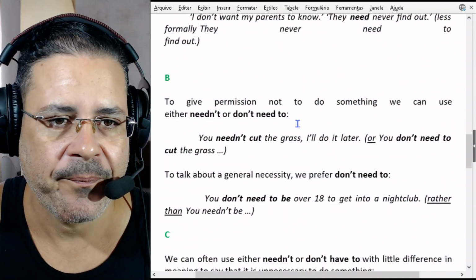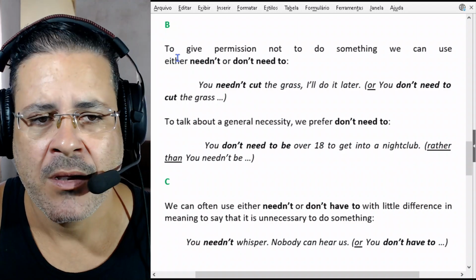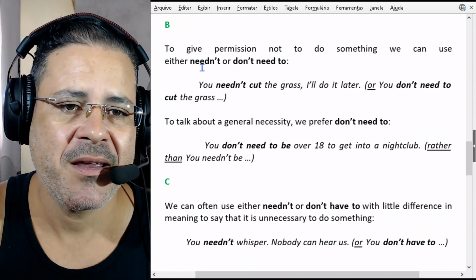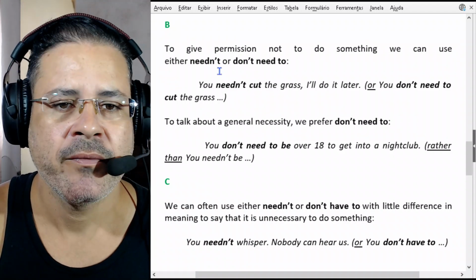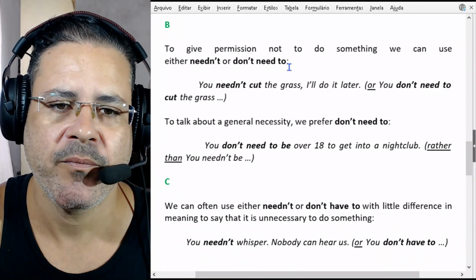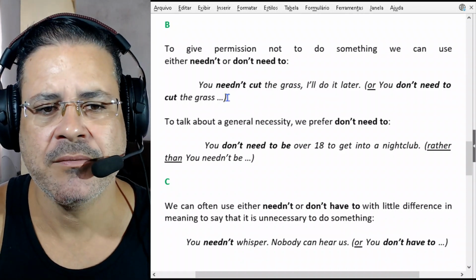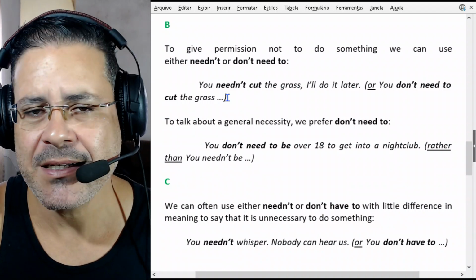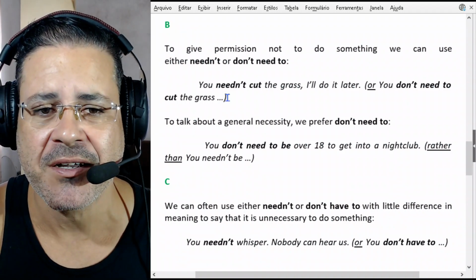Okay, moving on. Section B now. To give permission not to do something, we can use either the needn't modal or don't need to, ordinary need in that case. For example, you needn't cut the grass, I'll do it later.